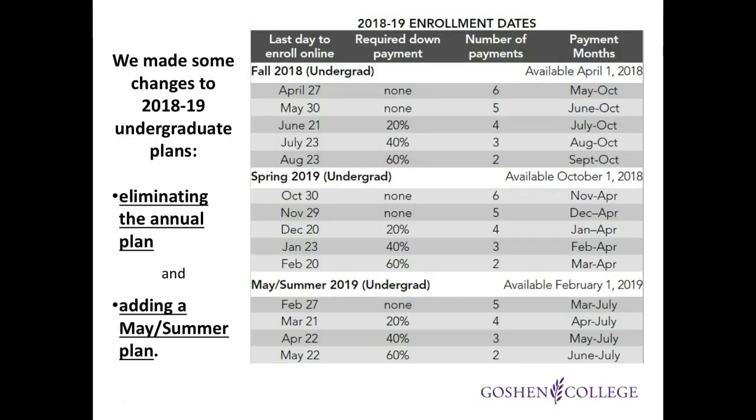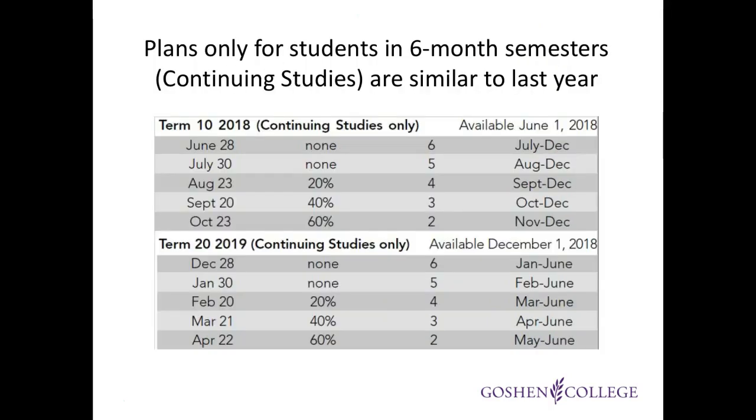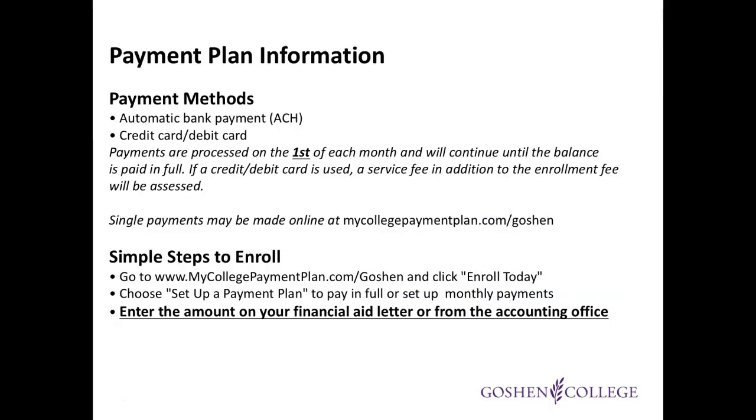Depending on when you enroll, you can have up to 6 months of payments per semester. As you can see, we've eliminated the annual plan and added a plan to cover May and summer semesters. We continue to offer separate plans just for continuing studies students enrolled in 6-month semesters. Traditional undergraduate and graduate students taking classes in the fall, spring, May, or summer semesters should not use these plans.